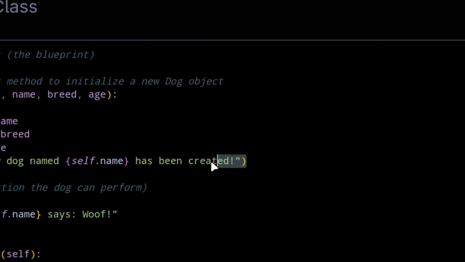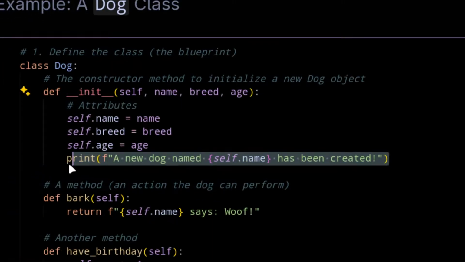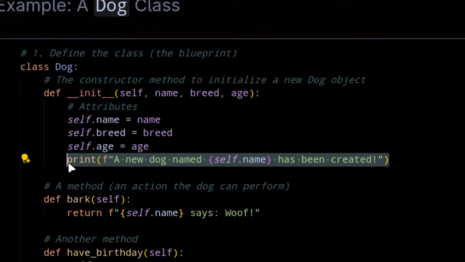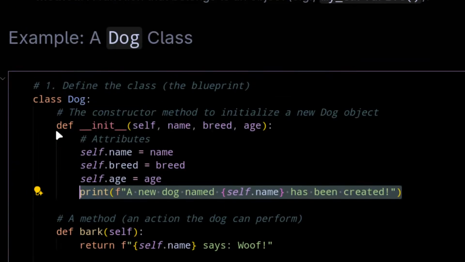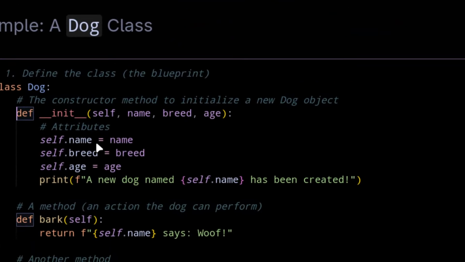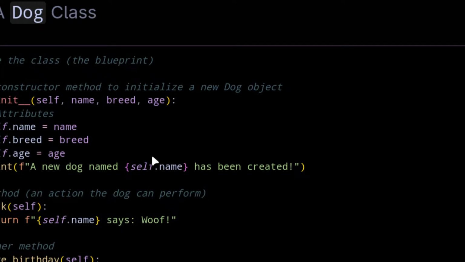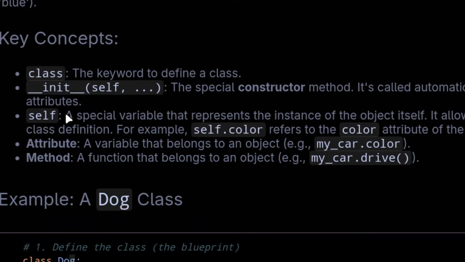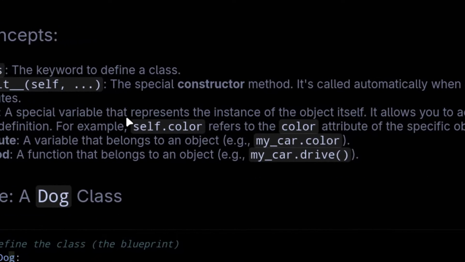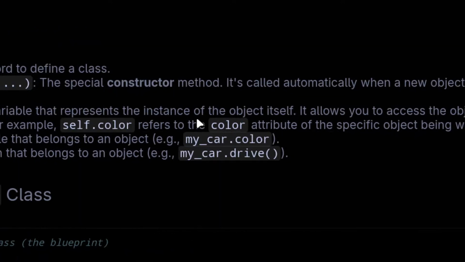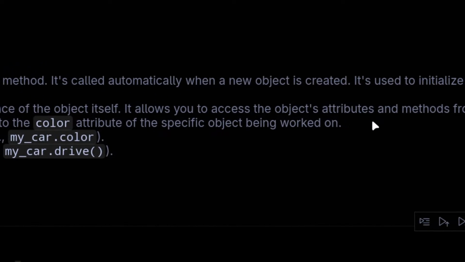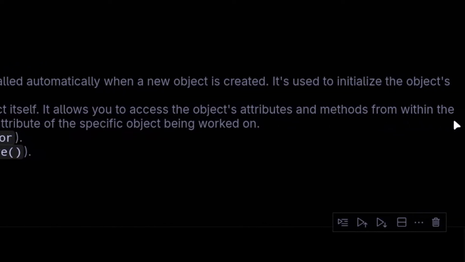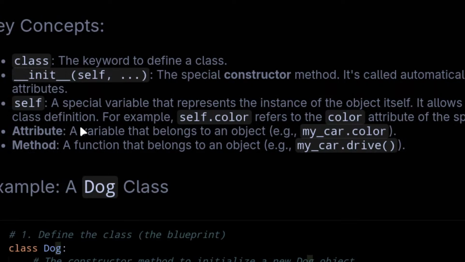So let's say you have a lot of dogs, say in a pet shop. In the pet shop, you create all this as a class. In the class dog, you store the name, breed, and the age. Now you need to understand what the self is. It is a special variable that represents the instance of the object itself. It allows you to access the object's attributes and methods from within the class definition.